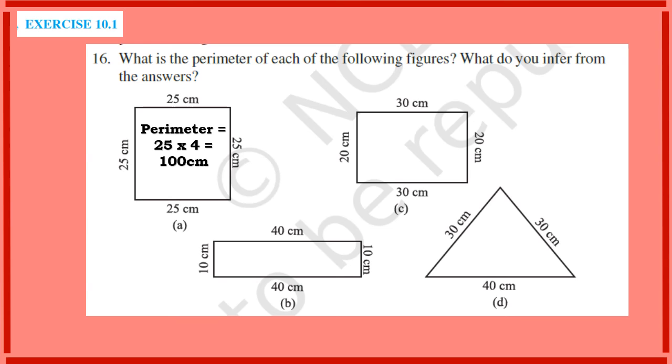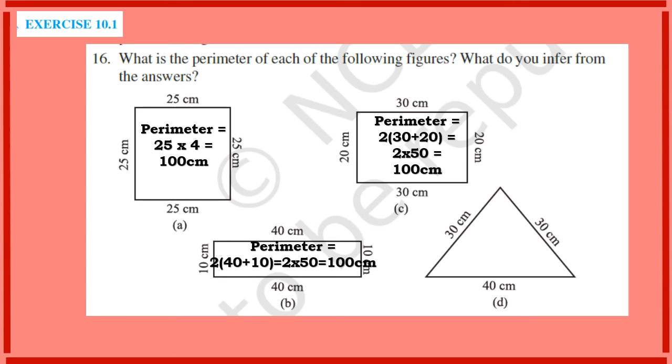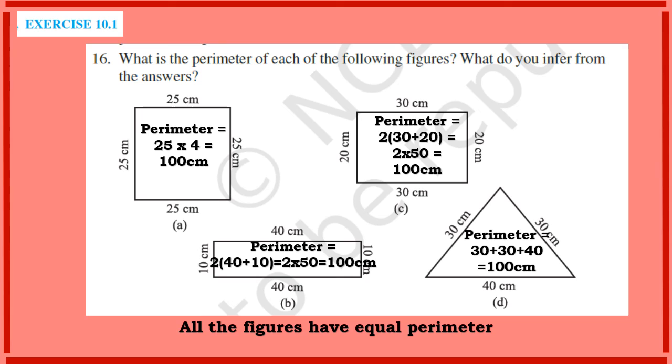Okay. The second one is a rectangle. So 2 into (L plus B), that is 2 into (30 plus 20), 2 into 50, again 100. The third one is also a rectangle. The length is 40, breadth is 10. So again we are getting the perimeter 100 centimeter. And the last one is a triangle. 30 plus 30 plus 40, 100. So that means all these figures have equal perimeter.